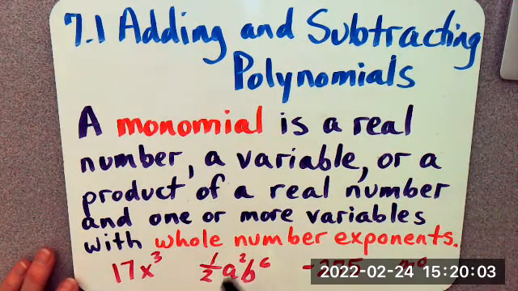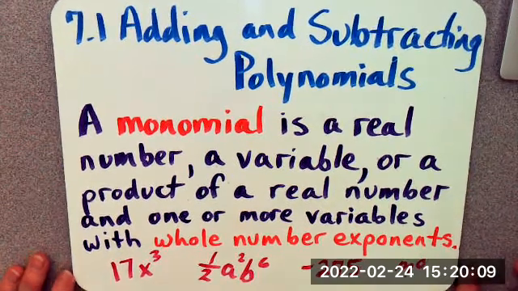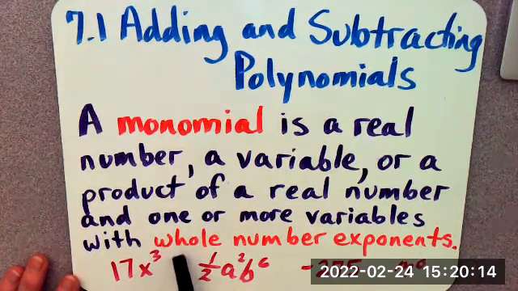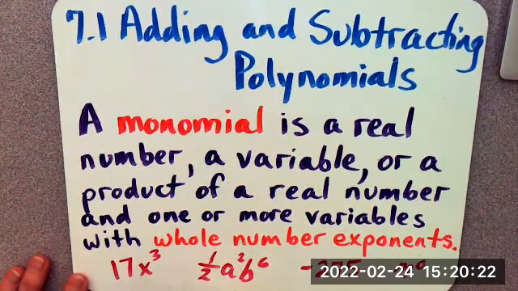One more thing about whole numbers is there are no negatives in the exponents. So that's pretty important. This is a very specific number family. Whole numbers: 0, 1, 2, 3, 4, 5, 6, etc. So if we have 17x cubed, that's a monomial.